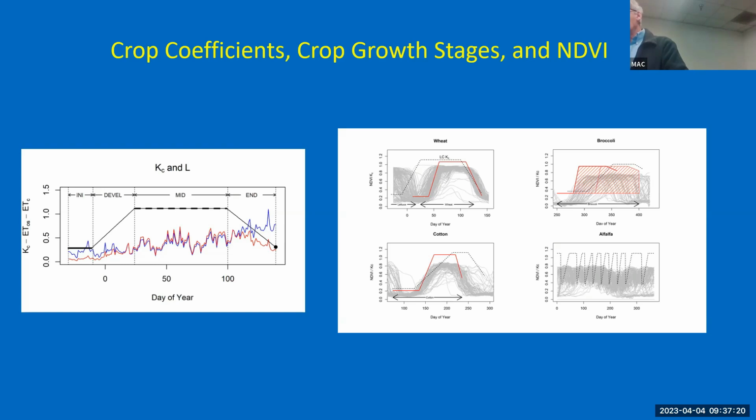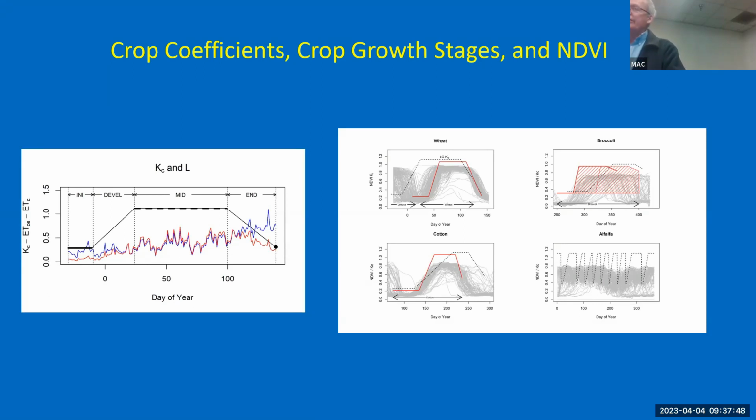So why do we use crop coefficients? It's a very simplified method. It is not a precise model, but it's an easy to implement model that's been calibrated over the years. It's been published in FAO 56 documentation. The scheme is this. It's a trapezoidal pattern as shown on the left-hand side. You see that it has an initial phase, a development phase, a mid stage, and an end stage.